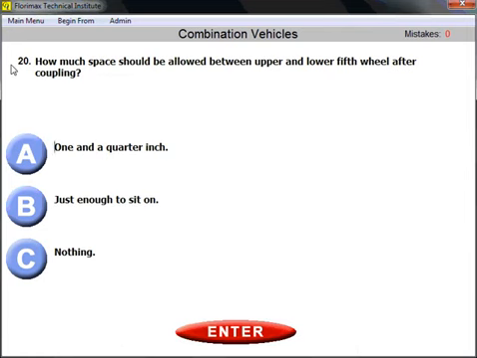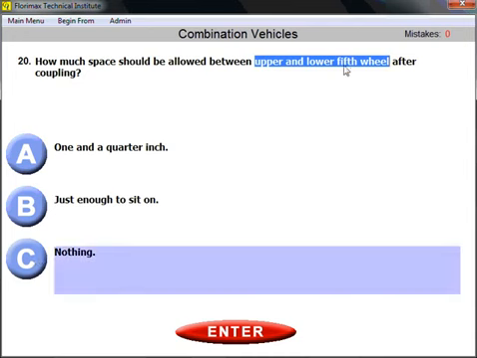Question number 20. How much space should be allowed between upper and lower fifth wheel? Okay, you are given a tricky question. How much space should be allowed? Nothing. No space should be allowed because the upper and lower fifth wheel are two plates and they should not be separated by any degree. There should not be visible space between them. No space, nothing. Okay, very good.